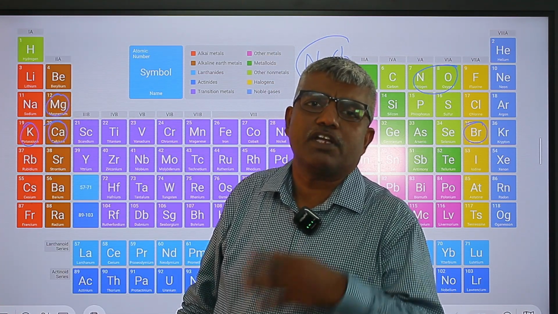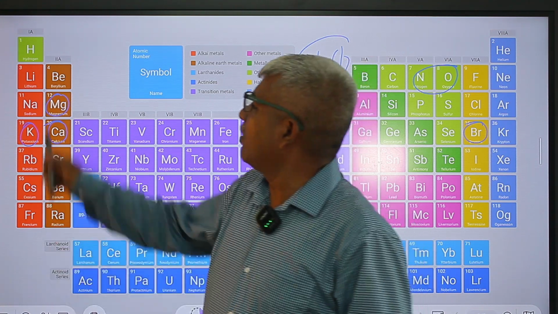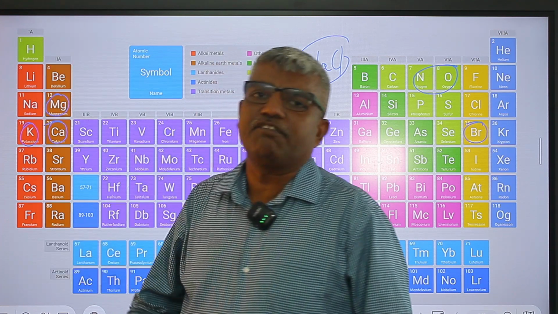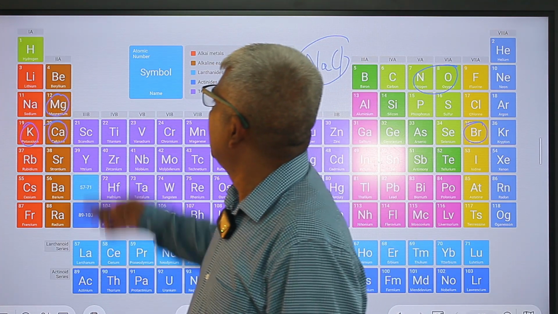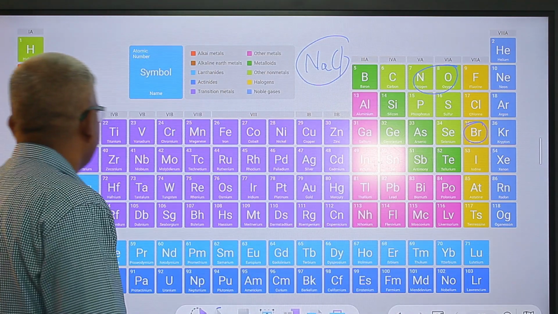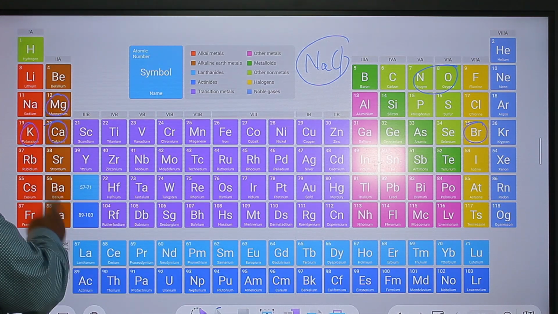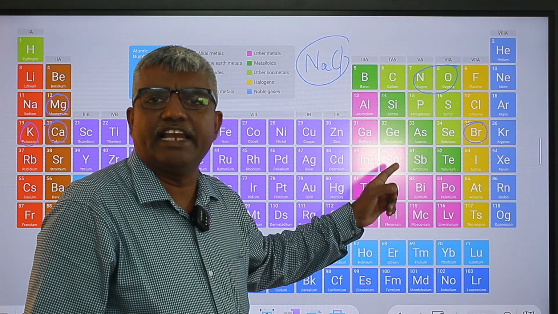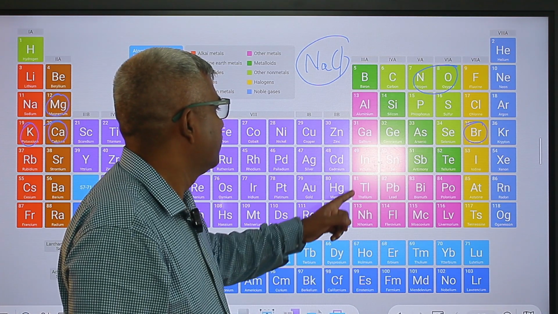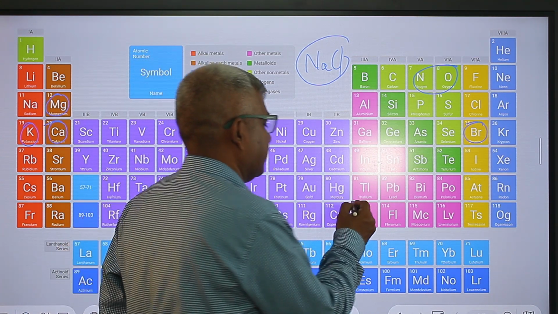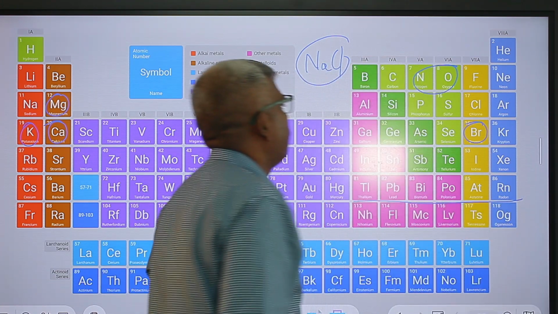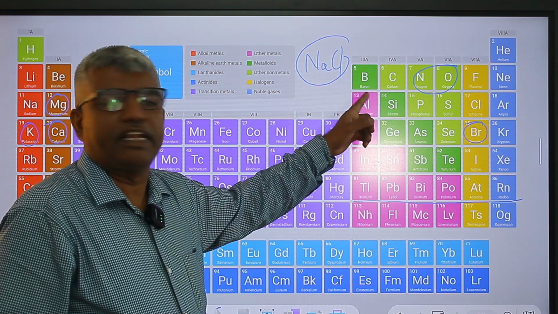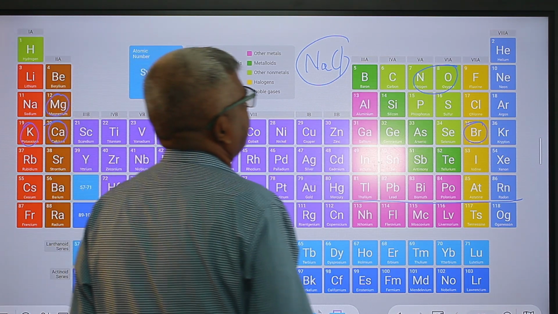Hydrogen, lithium, sodium, potassium, rubidium, cesium. Here all are 1s1, one valence electron. One valence electron we named it one group. Here 1s2, okay. Beryllium, magnesium, calcium, strontium, barium, radium. Next, boron, aluminium, gallium, indium, thallium. We are finishing only this much level. Okay. Boron, aluminium, gallium, indium, thallium.